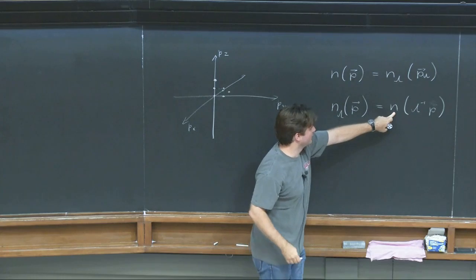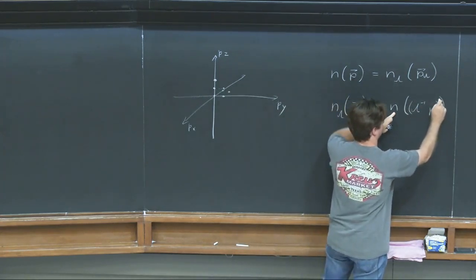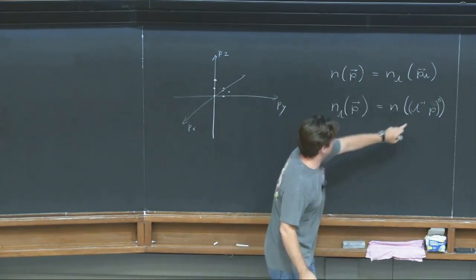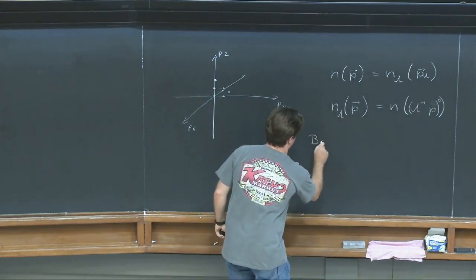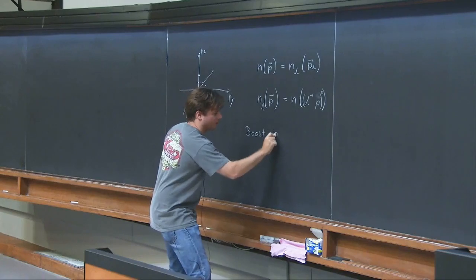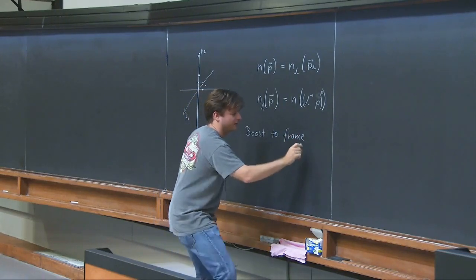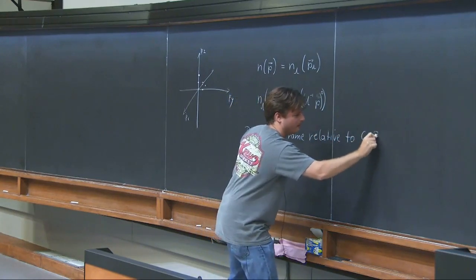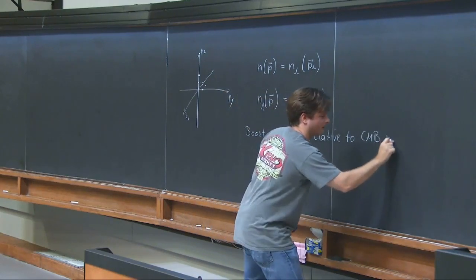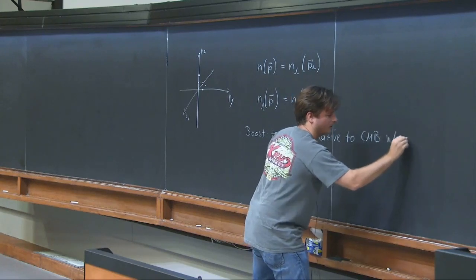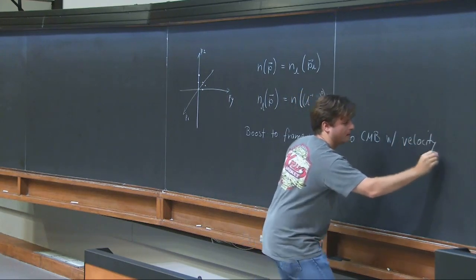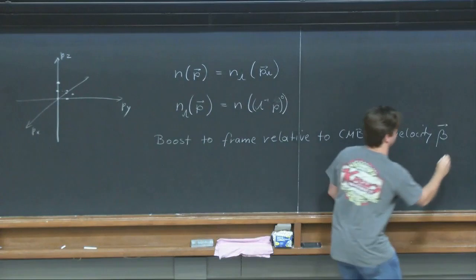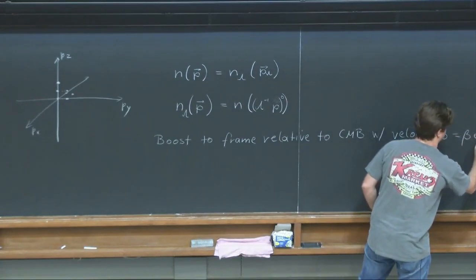Okay, and so this occupation number we know what the function is, so let's write it like this as four vectors. Strictly speaking, it's only a function of the zero component of this, so this was only a function of the energies. And now, what is this? So let's consider a boost to a frame relative to the CMB with velocity beta. For simplicity, we'll assume that it's moving in the three direction, and we'll fix that in a second.